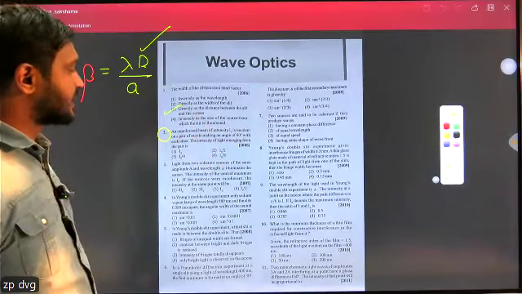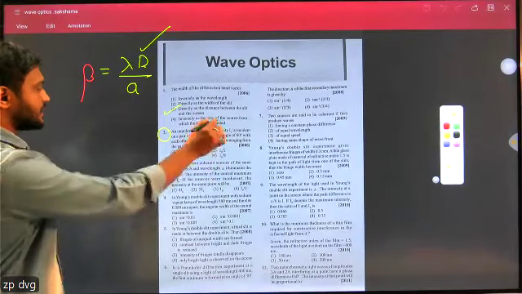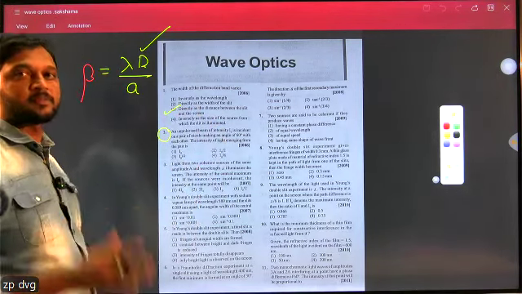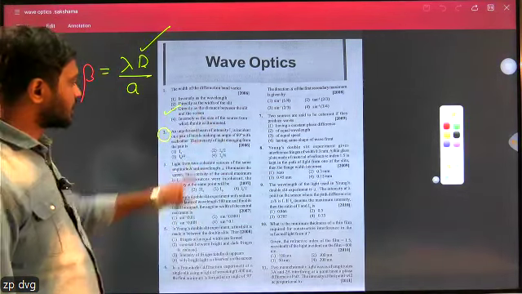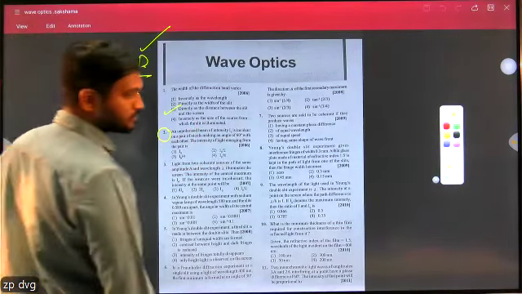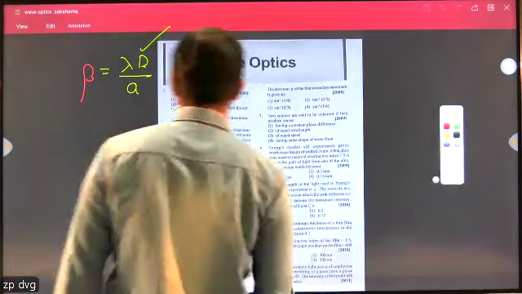An unpolarized beam of intensity I naught is incident on a pair of Nicols. Nicols are nothing but a type of prism, making an angle of 60 degrees.